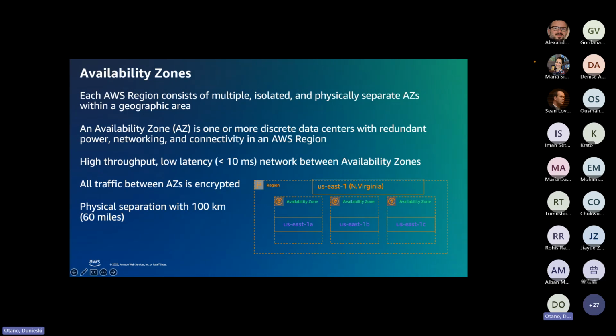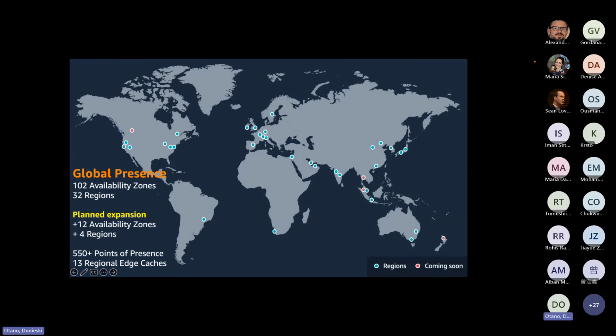Now let's look at the map. This is the current map of the regions in AWS. So this is the global presence of AWS. We have 102 AZs or availability zones. We have 32 regions across the world. So the dots, you see the circles here, the ones that are light blue, they are regions that exist right now. But the ones that we see in red are the ones that are coming soon, right?